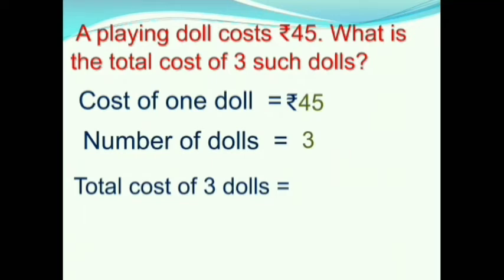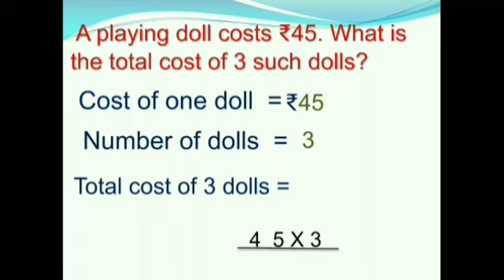Children, see this question. A playing doll costs 45 rupees. What is the total cost of 3 such dolls? First we should write cost of one doll. What is the cost of one doll? Yes, 45 rupees. Next we should write number of dolls. How many dolls are there? Yes, 3 dolls. Now we should find out total cost of 3 dolls.